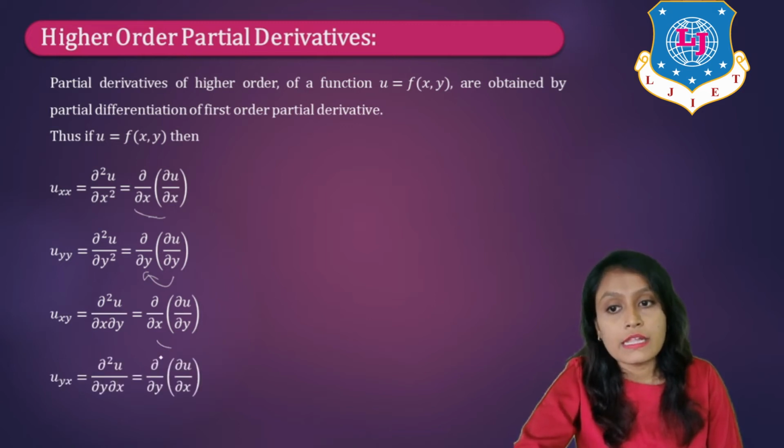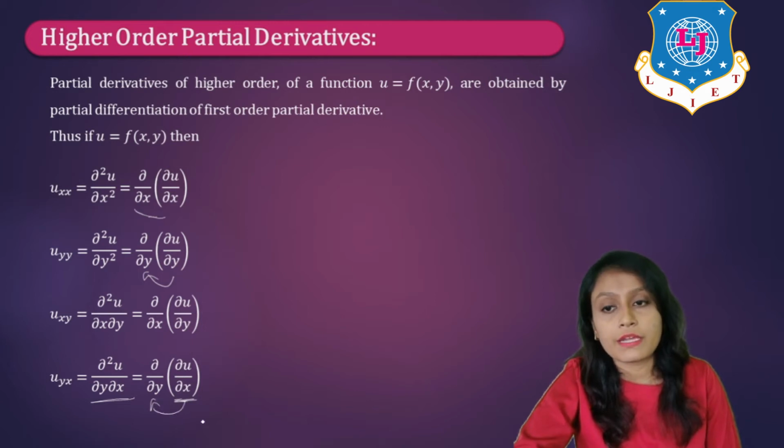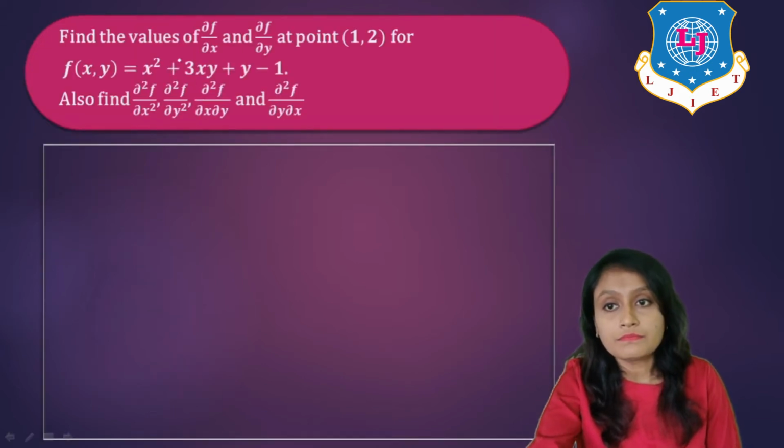Okay, next, uyx. So this is del square u by del y del x. Okay, so here first we have to take derivative with respect to x, and then we have to take derivative with respect to y. So you will get uyx. Okay, so let's begin with the example.